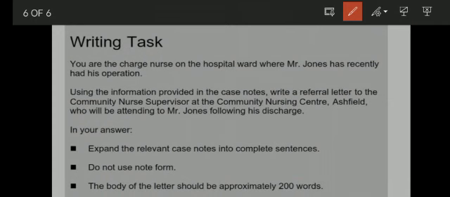In this writing task, they have given: you are the charge nurse. So our title or our role is given in the writing task. You are the charge nurse. So we are the charge nurse on the hospital ward where Mr.